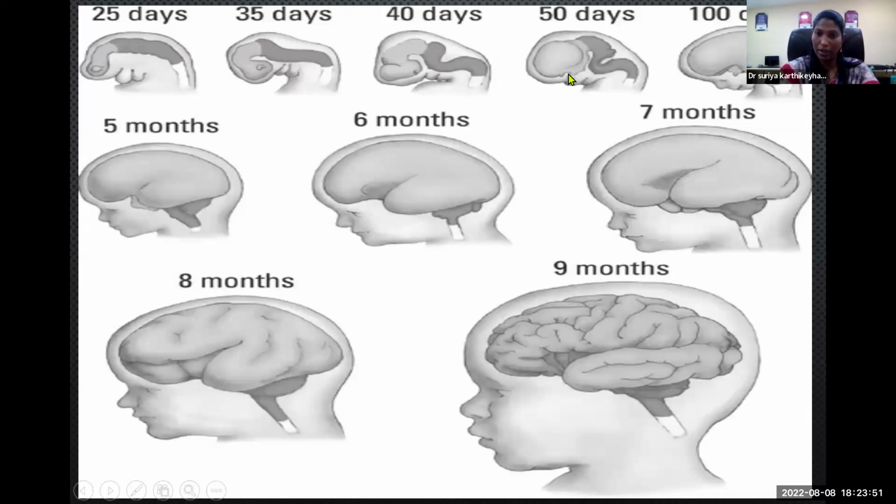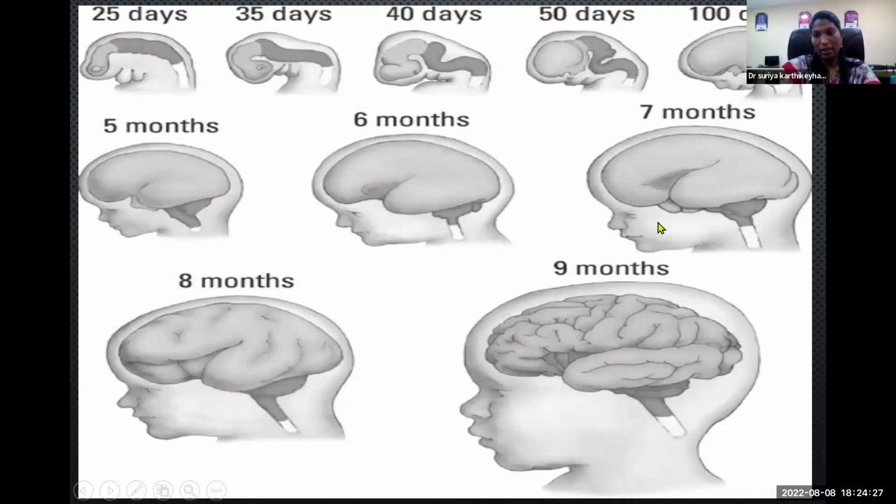And then it is further subdivided into telencephalon, diencephalon, metencephalon, myelencephalon, and mesencephalon. And by 100 days, all the vesicle subdivisions have been formed, all the flexures have been formed. And then it is going to undergo further development. It is going to increase in size. At around 5 months, it will be increasing in size. Around 6 months, till 7 months, the brain and the skull will be increasing in size in equal orientation. The skull also increases in size. The brain also increases in size.